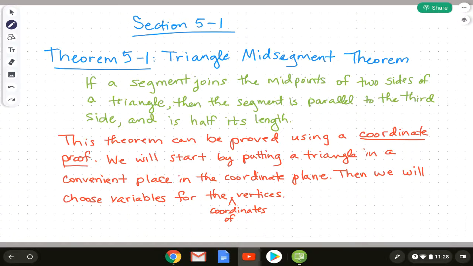We're going to look at how we could prove this theorem using what's called a coordinate proof. We're going to start by putting a triangle in a place that is convenient to us on the coordinate plane, which means we're going to let one of the vertices be at the origin, 0, 0. That'll make our calculations easier. And then we're going to choose variables to use for the coordinates of those vertices.